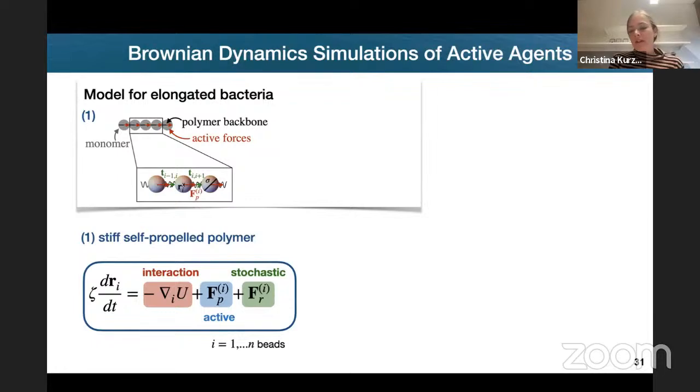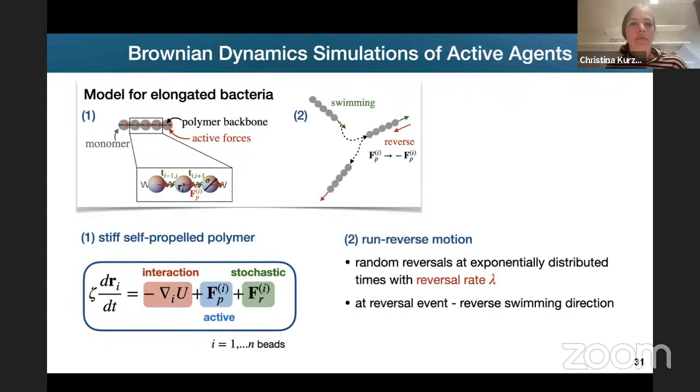Okay, so that's the first ingredient to our model, and as I said, we were interested in how the tumbling behavior affects the transport behavior. We incorporate a run-reverse motion as a start. So the cells move straight for a while. They're subject to noise, so they do change their swimming direction, and at random times they then reverse their swimming direction. So essentially the active forces just change sign, okay? And this behavior is again exponentially distributed with an average reversal rate lambda, okay?